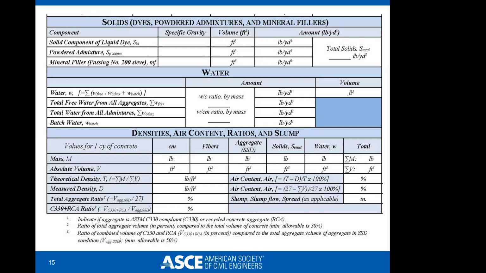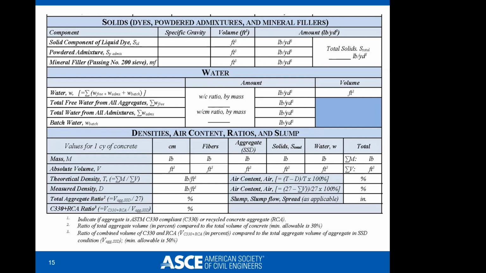The very bottom covers the densities, the air contents, any particular ratios, and the slump. So you would indicate the masses, your absolute volumes, you total them up. And then from there, that's where you get your theoretical density. Your measured density is obviously what you measured or what you weighed in the lab. Your ratios include the total aggregate volume, which has to be greater than 30%. The ratio for your recycled concrete and C330 has to be greater than 50%. The slump flow, slump or spread, that's actually a measured value that you have following the applicable standards. That's generally given in inches, usually to the standard of plus or minus a quarter inch.